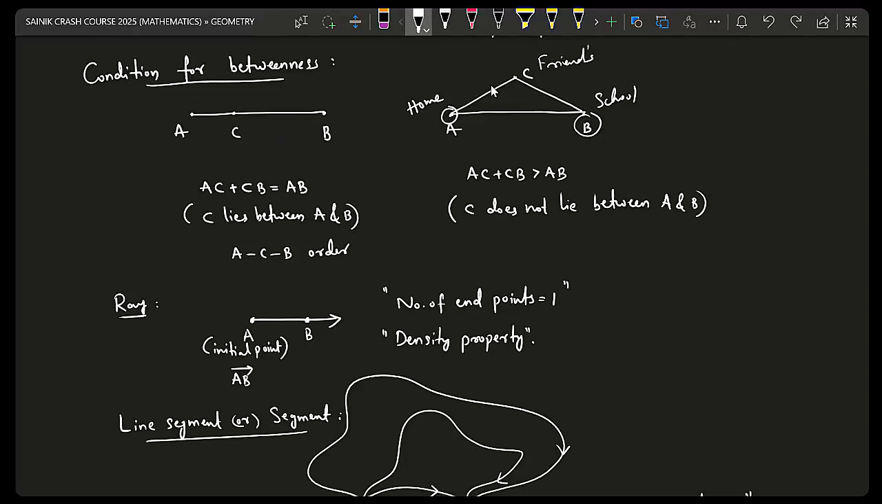Yes. Why? Because AB, the connecting path, if it is straight, that is the shortest path, right? That means AC plus CB should definitely be greater than AB. You can then decide that C is not lying between A and B. Is it clear? So clear.